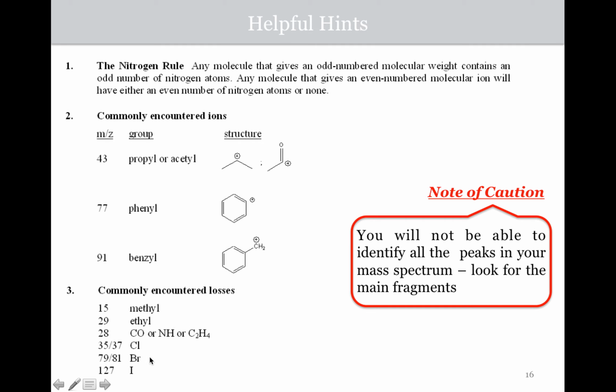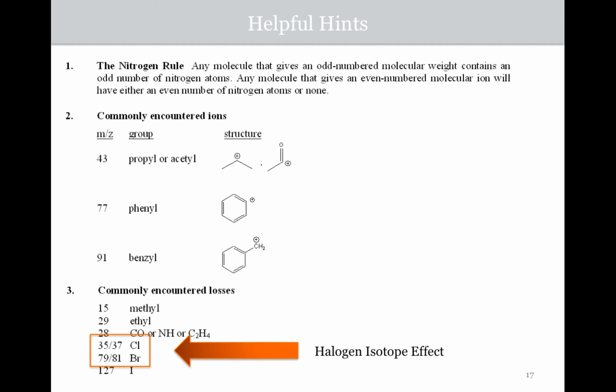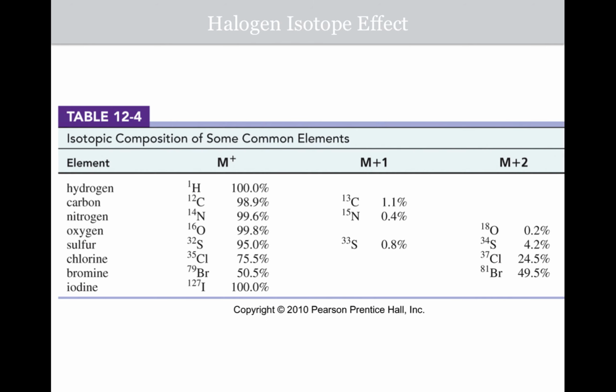The most important information I want to give right now is about the halogens. You see two numbers here, so chlorine can have 35 or 37. Due to the different isotopes, halogens can have a different effect on the mass spectrum. This is called the halogen isotope effect.